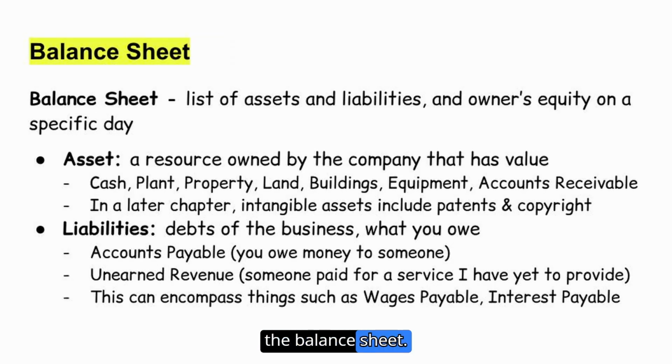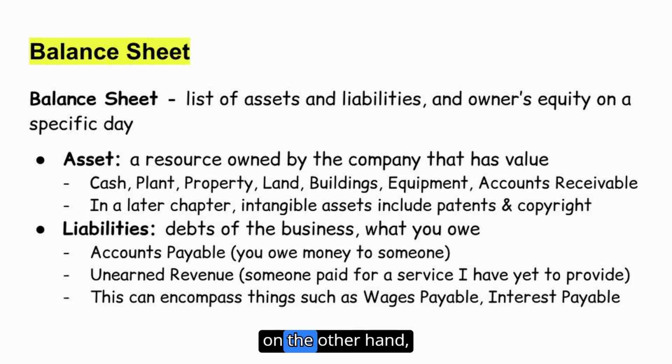Second, let's look at the balance sheet. The balance sheet is a little easier to think about. It's just the list of assets, liabilities, and owner's equity of a company on a specific day. In this course, we think of assets as things like cash, plant, property, land, buildings, and equipment. So all of these encompass the definition that it's a resource that's owned by a company that has some sort of value. Much later in this course, this will also include intangible assets, this being things like patents and copyright.